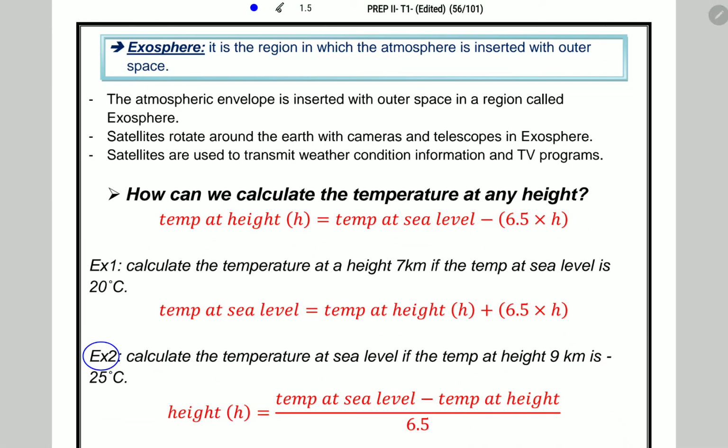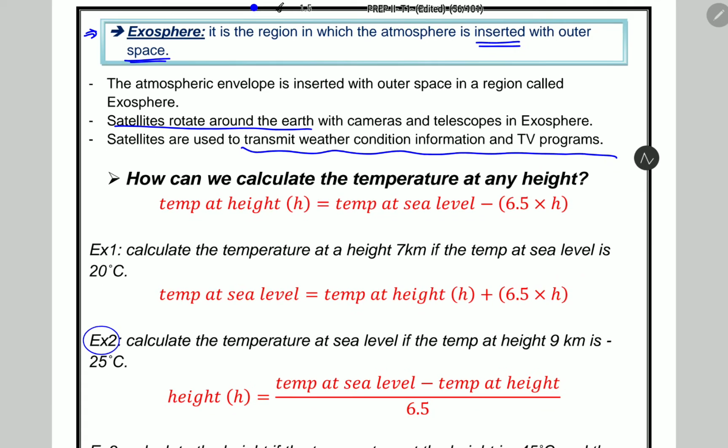The last part of the atmosphere is called the exosphere. And this exosphere is the region in which the atmosphere merges with the outer space. And it's the place where the satellites revolve around the Earth. So the importance of the exosphere is that it contains the satellites that revolve around the Earth. Also, these satellites are used to transmit weather conditions and TV programs.